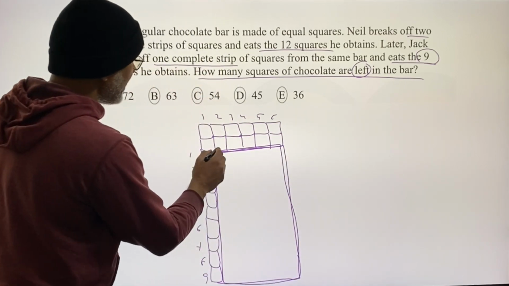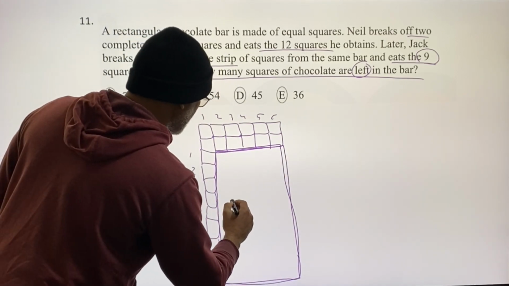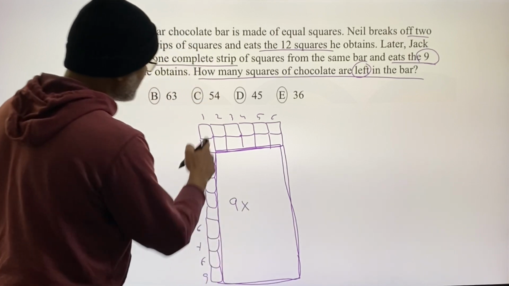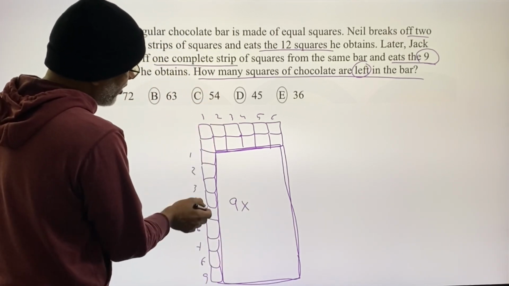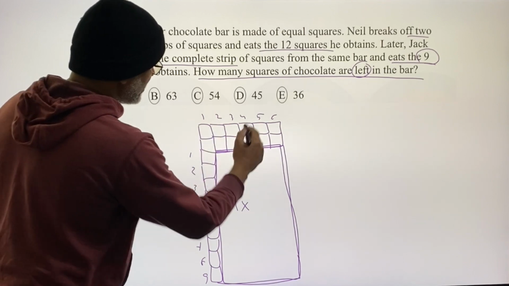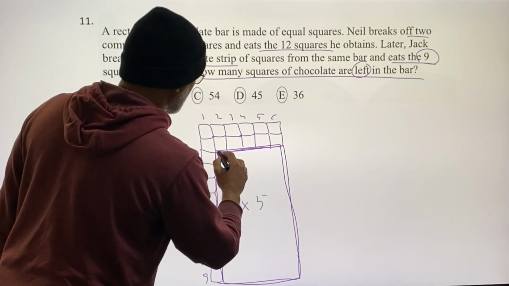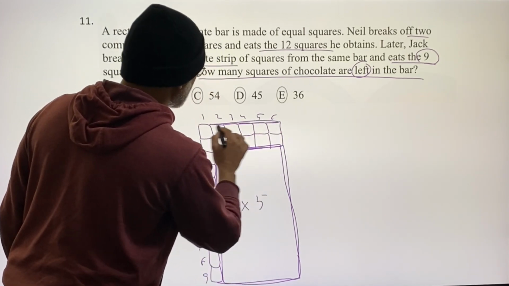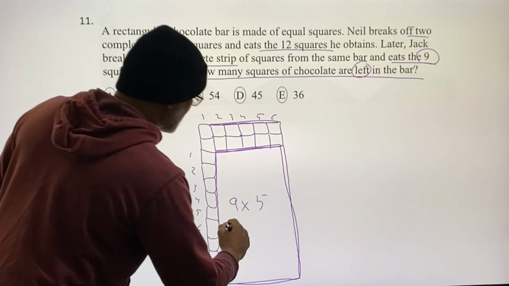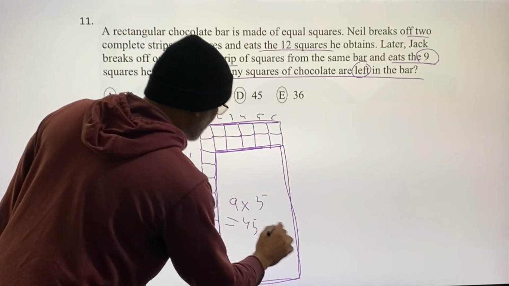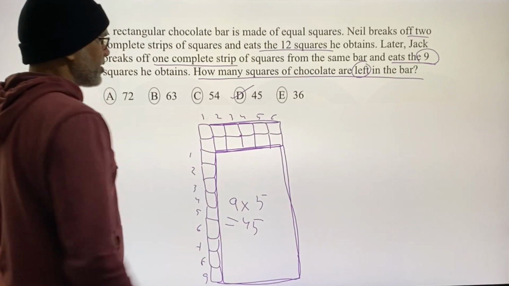This is left. So this is 9 times, one column is already gone, so times 5, because this is only 5, right? Only 5 is left, right? So this is 45. D is the correct choice.